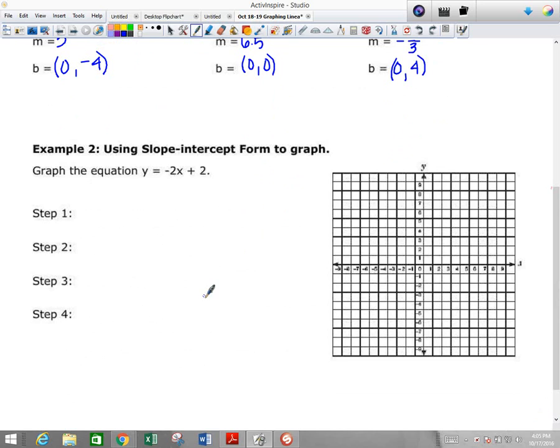So let's look at a problem here, and we are going to use slope-intercept form in order to graph it. Step 1 is to mark the y-intercept. Well, that means I need to know what b is. So b, in this case, is (0, 2). And so on my graph, I'm going to go ahead and graph (0, 2).